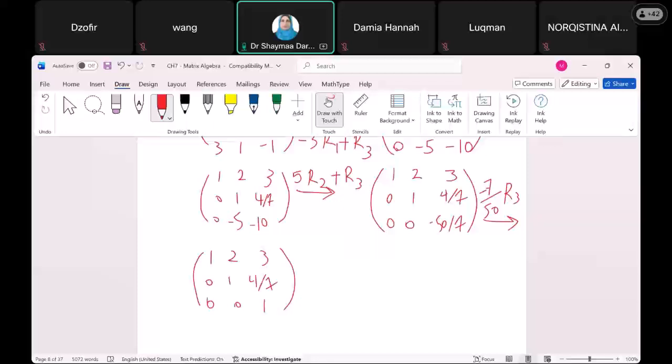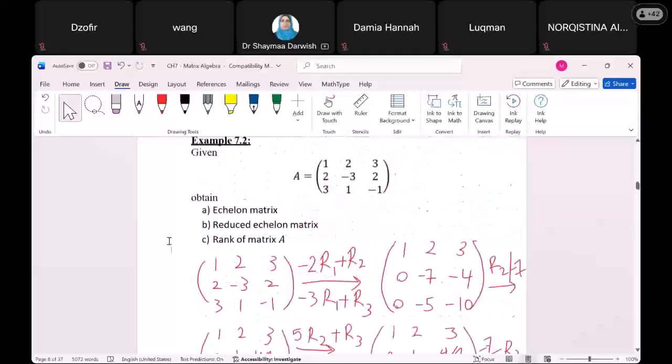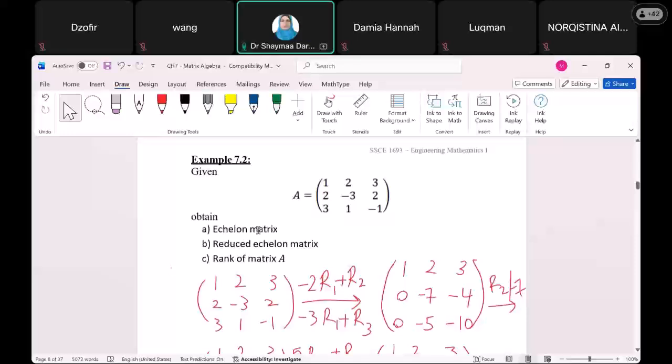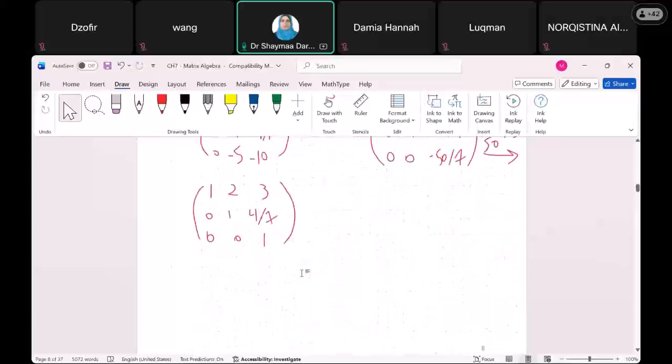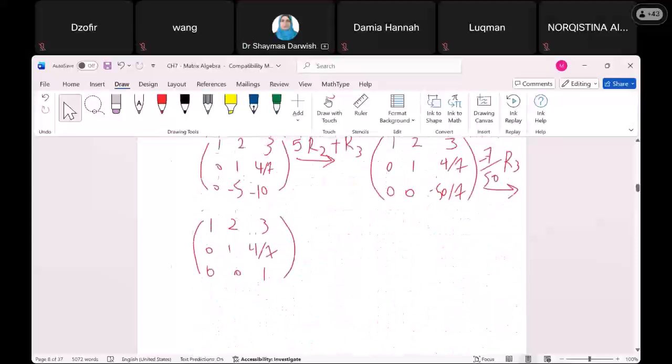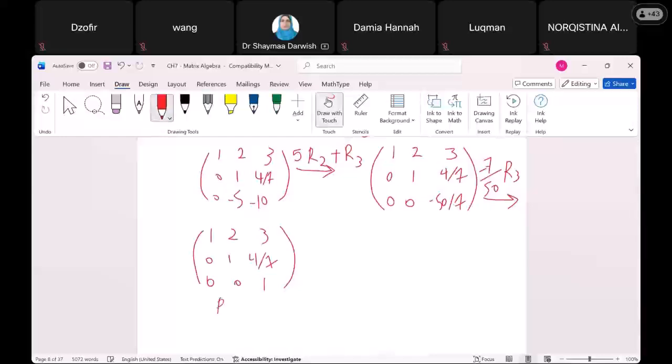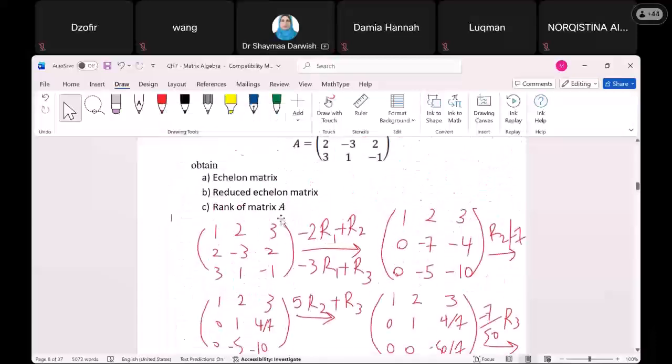Now I have a matrix in row echelon form. The first row starts with 1, and each leading 1 comes to the right of the one above. This one is a row echelon matrix. Now, if you need to continue, I have to reduce the row echelon matrix further.